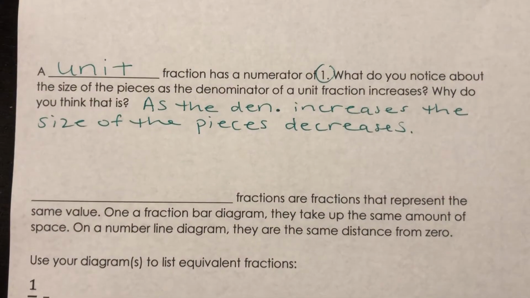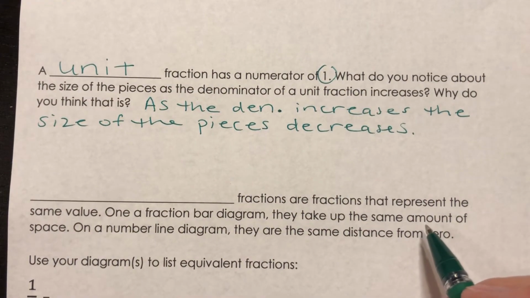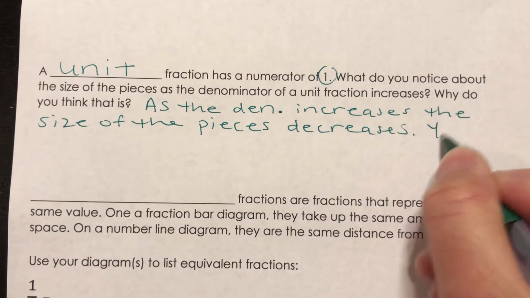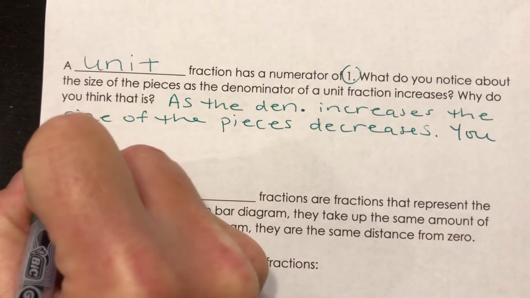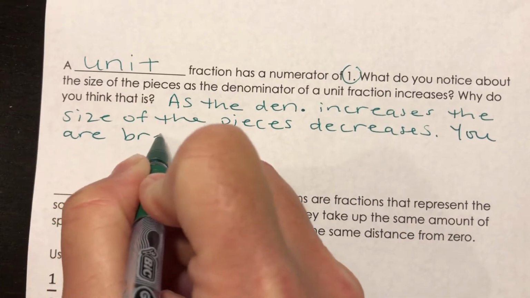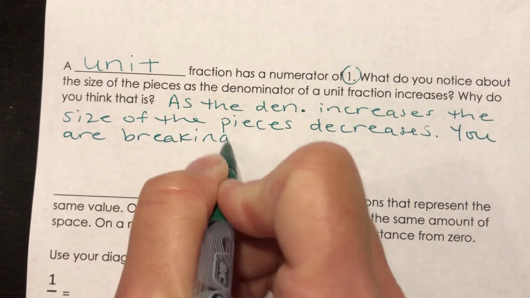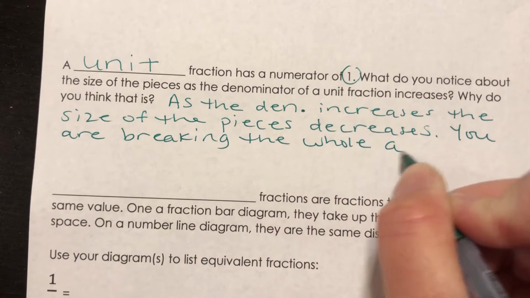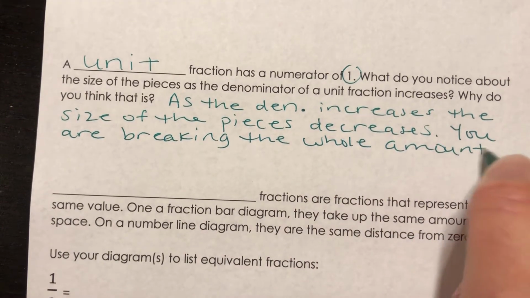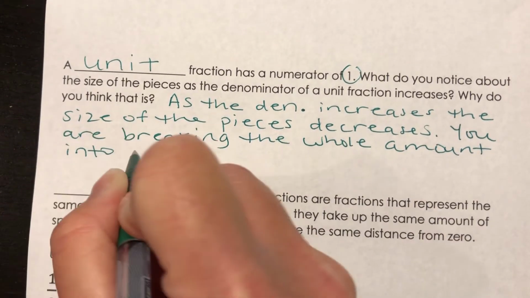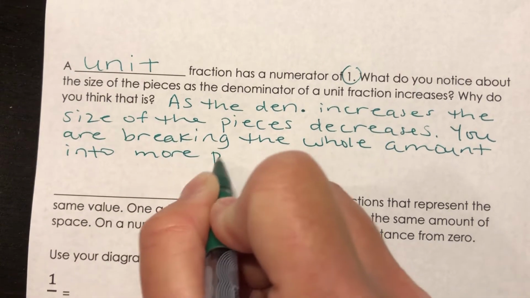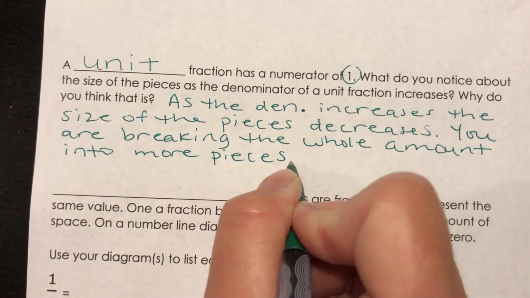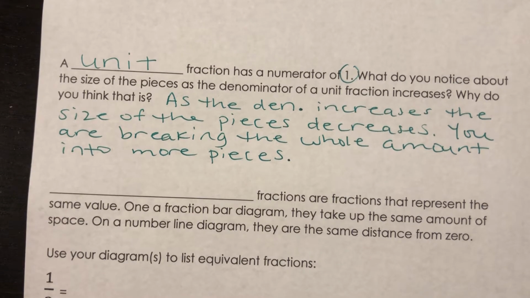So what you can say for that is, you are breaking the whole amount into more pieces. So that's why it happens. So the less people you have to share with, the more you get, right?